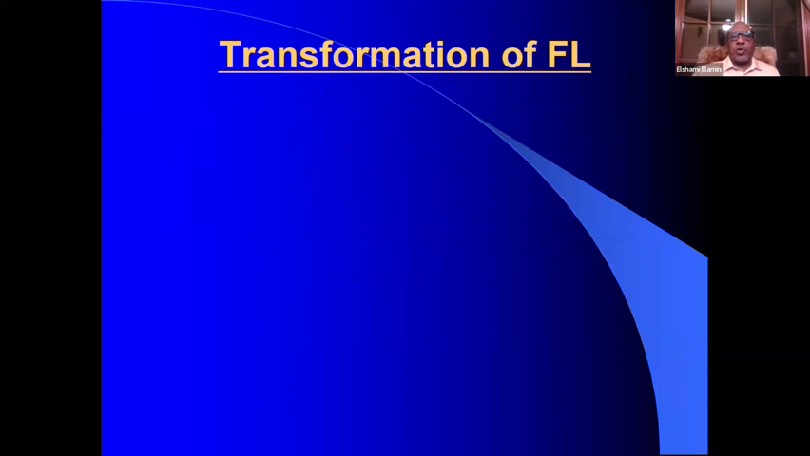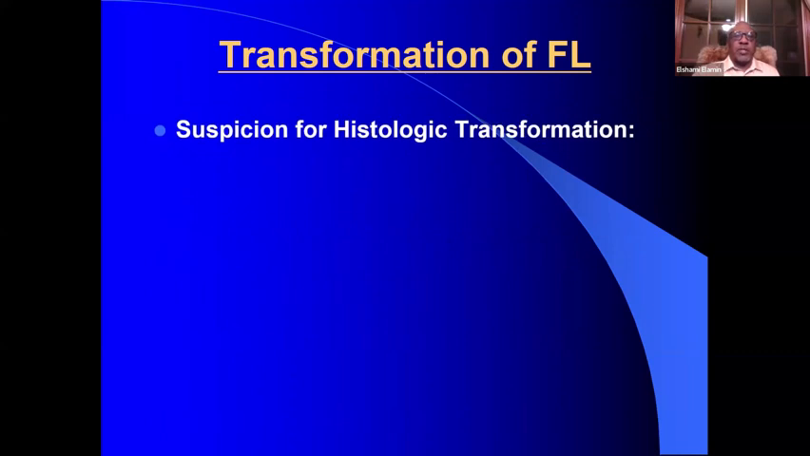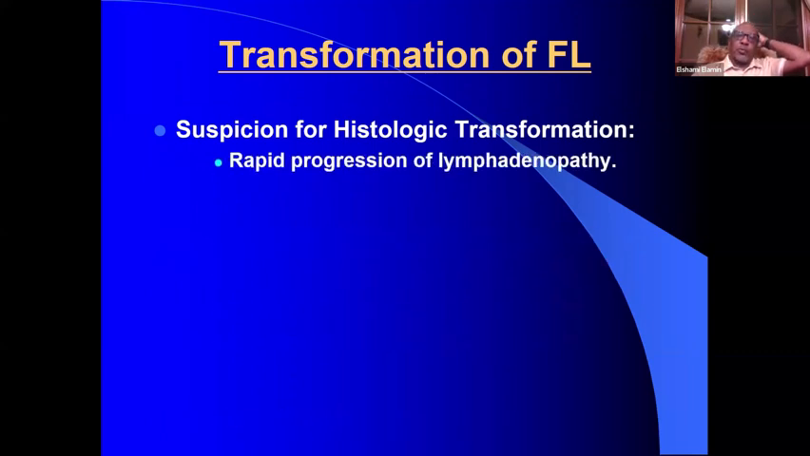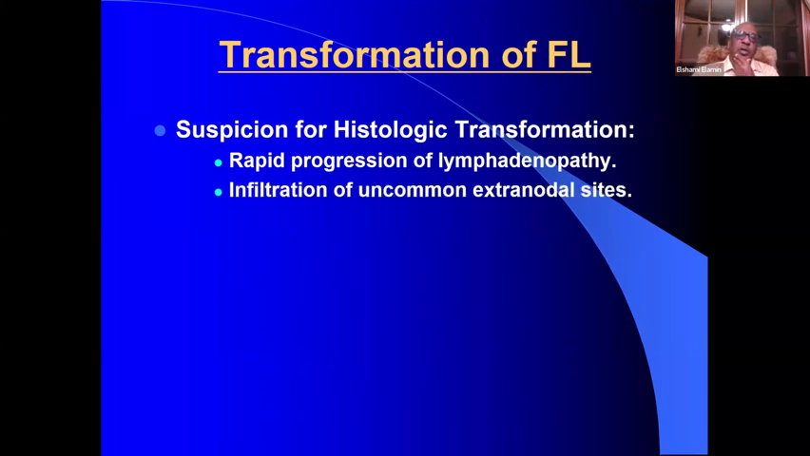What about transformation of follicular lymphoma into diffuse large B-cell lymphoma? What makes you suspicious for histologic transformation when you suspect that? If your patient with follicular lymphoma presents with rapid progression of lymphadenopathy, and says, well, I have this lymph node in 2 weeks, 3 weeks, a month, follicular lymphoma is usually a disease that progresses over years. But if they have rapid progression, you should suspect transformation.